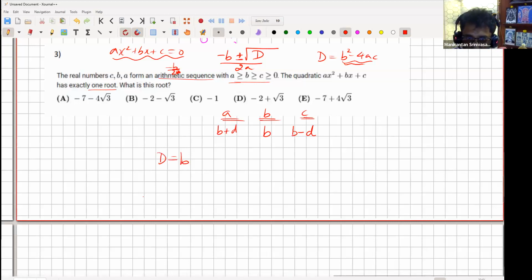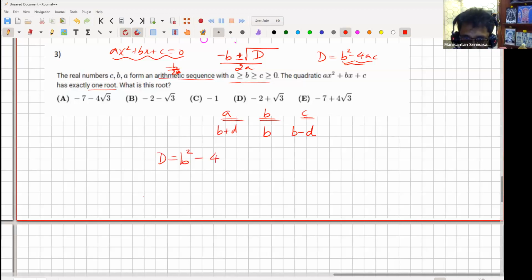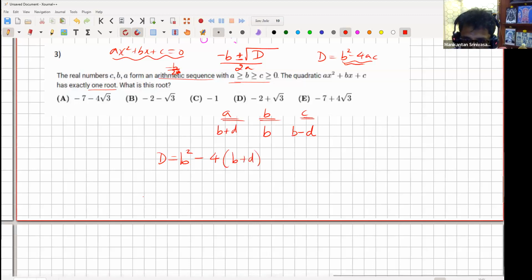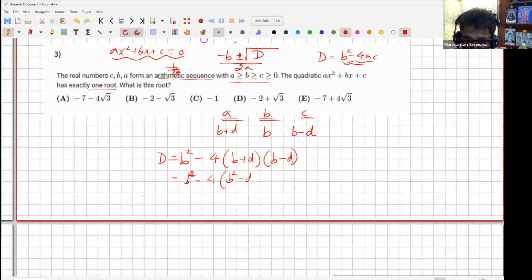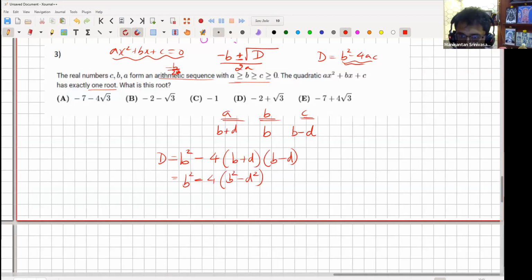So what is my discriminant now? b square minus 4ac. So it's b square minus 4 into b plus d times b minus d, which is b square minus d square. So b square minus 4 into b square minus d square. Now this discriminant in this problem is given to be 0 because the roots are coincident, or exactly one root.